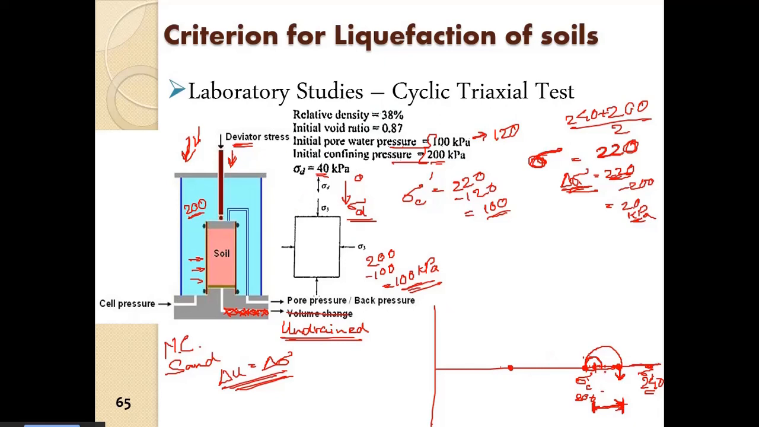So the Mohr circle will shift, the center of the Mohr circle here. The confinement will remain constant because the increment in the confining pressure is taken up by the increment in the pore water pressure. So the Mohr circle will grow in this manner.